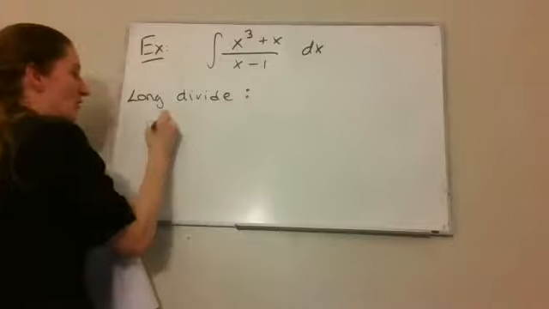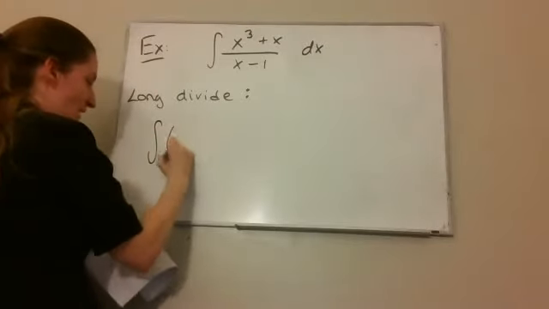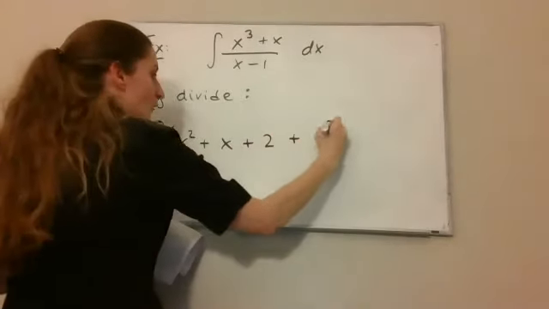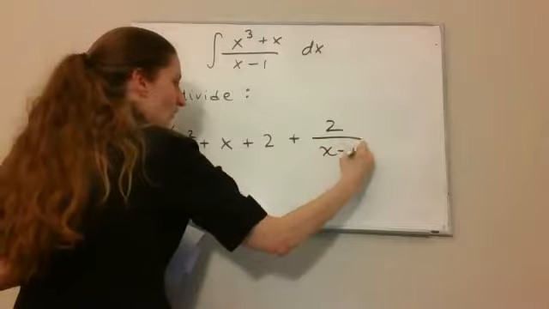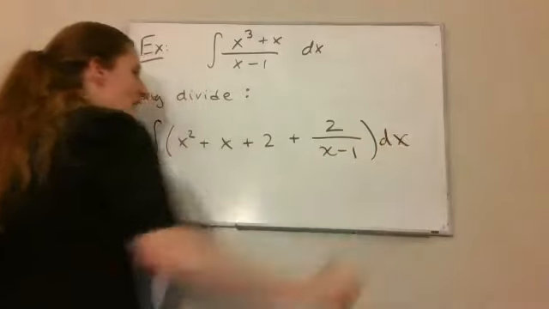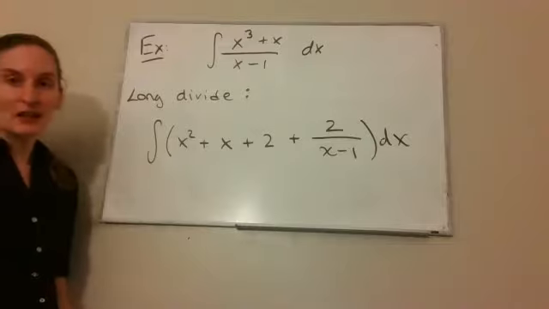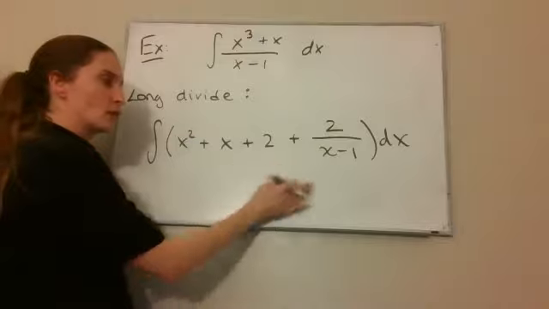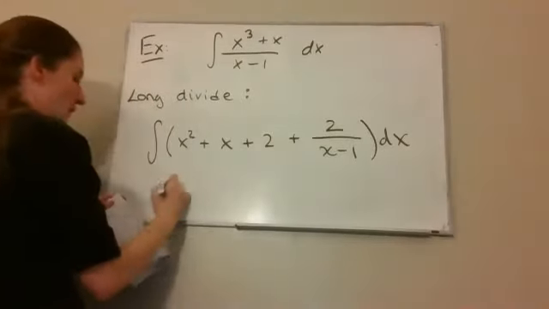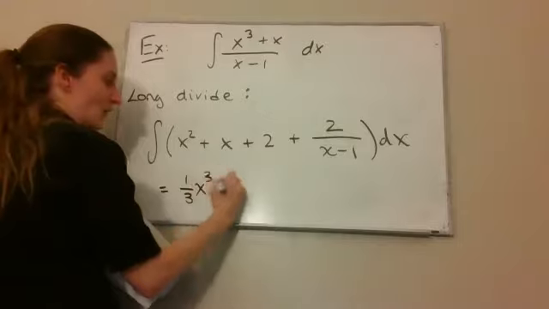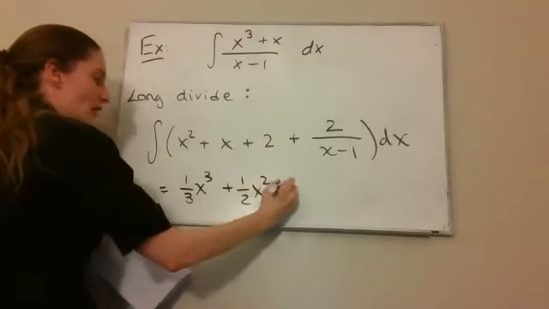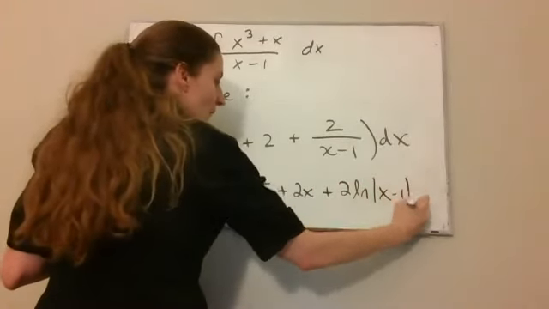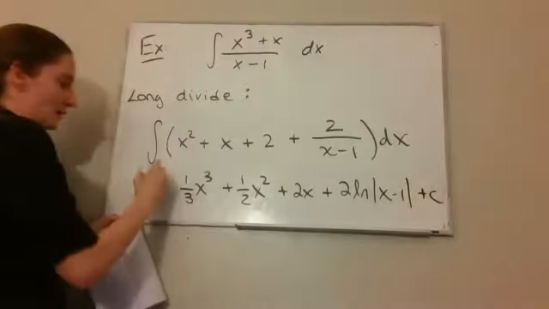So after we do our long division, we should have an integral of x squared plus x plus 2 plus our remainder, which was 2, over the thing we were dividing by. And now this is already set up and ready to integrate without doing any other simplifications. It's just a power rule, constant rule, natural log, and we're done. So I get a 1/3 x to the third, a 1/2 x squared, a 2x, and a 2 natural log absolute value of x minus 1 with a plus c.